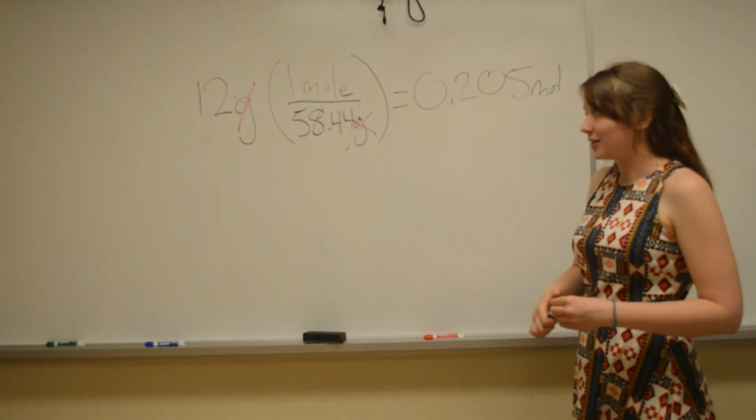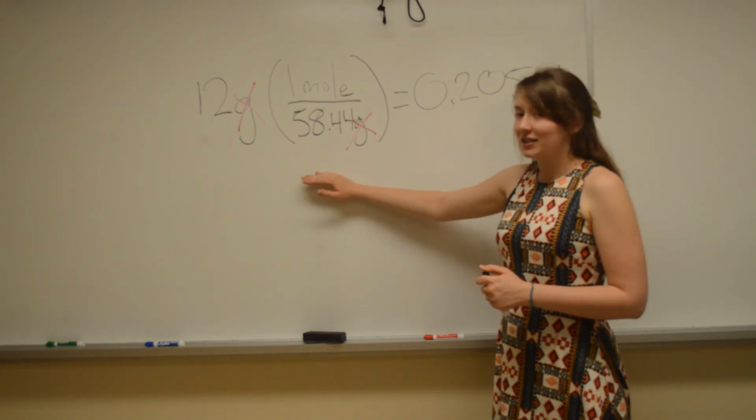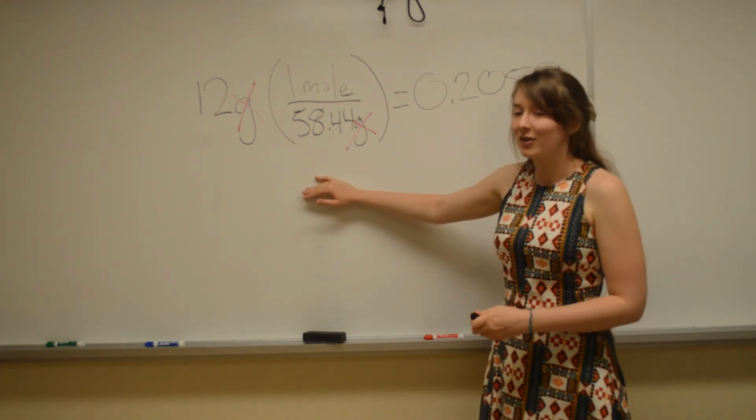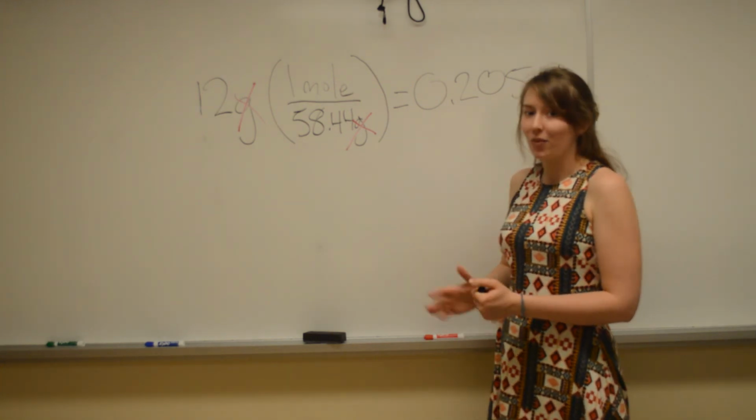So similarly to density, molar mass is specific to the substance. This is the molar mass of sodium chloride. You could not use it for nitric acid, for example, or any other compound, only for the one specific to what you're doing.